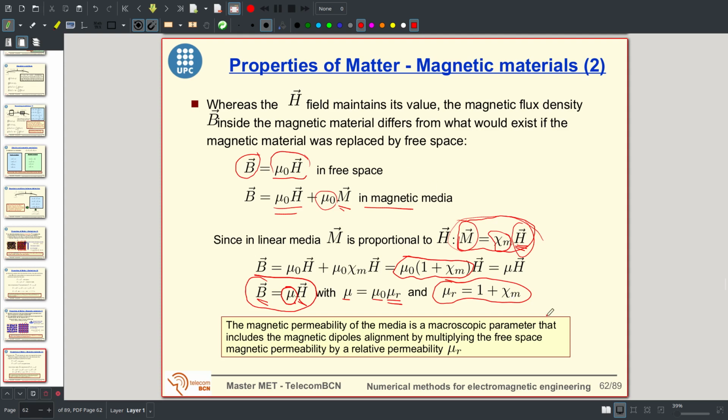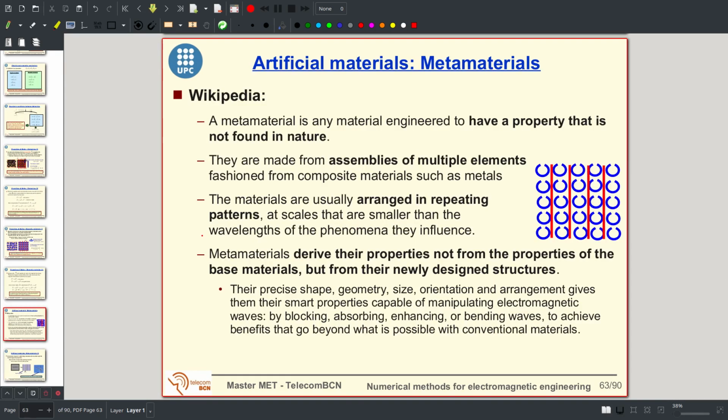But the important thing for us is that B is mu H, and that mu is what we use in engineering. It is a macroscopic constant that takes into account the effect of the magnetization of the material. And the same as in the dielectric case, in engineering we forget about the microscopic current loops and the microscopic magnetic dipole moments, and we use a macroscopic constant mu that takes into account all the microscopic magnetization effects.